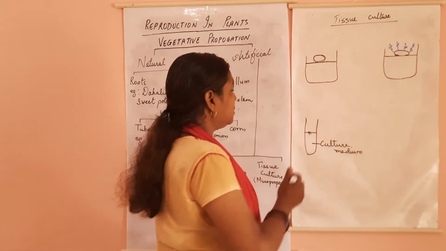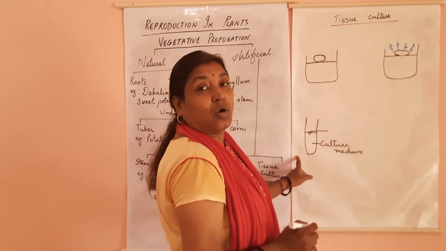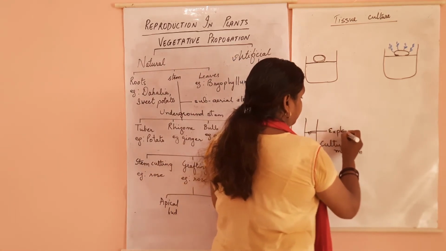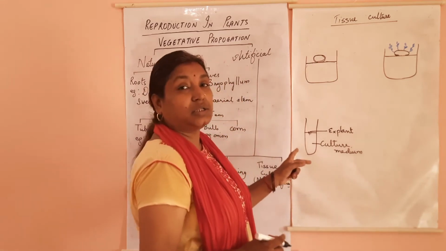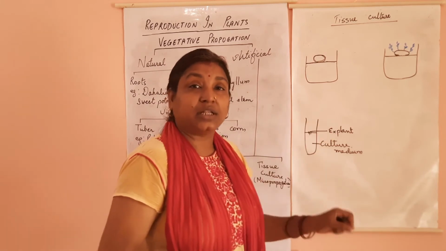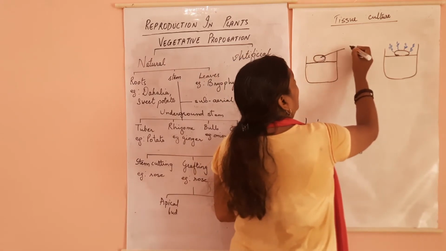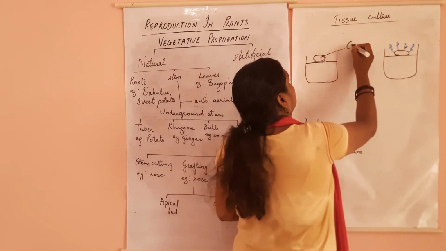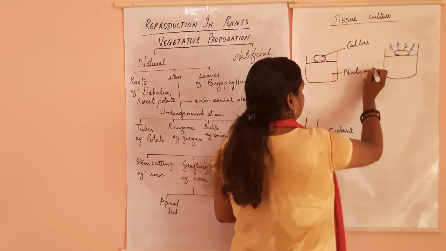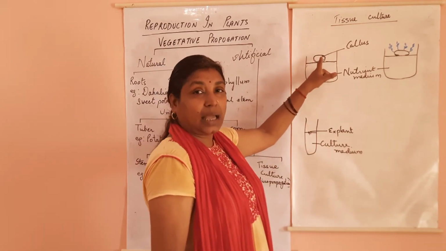After few days, the cells which are taken for the tissue culture purpose are known as explant. Now these cells will rapidly multiply in this culture medium and will form a mass of cells called callus. These are your nutrient medium. A small mass of cell is formed and is known as callus.